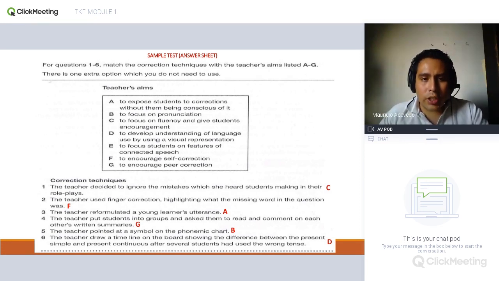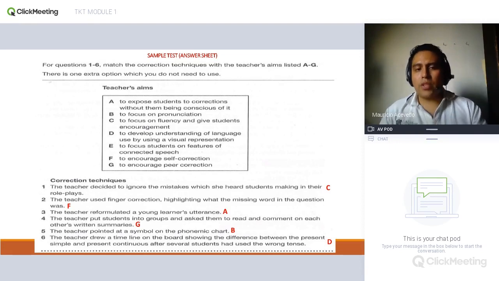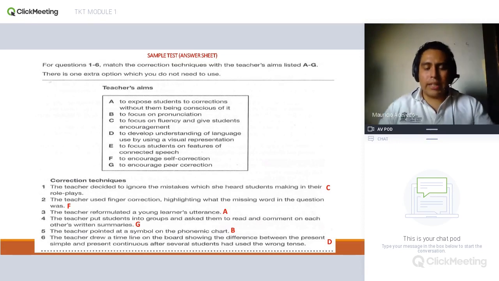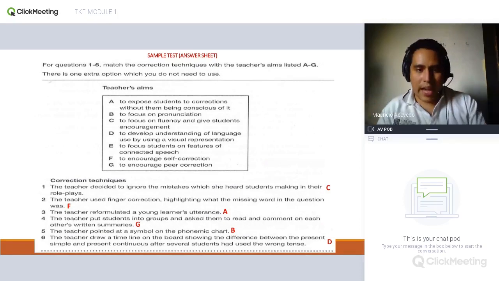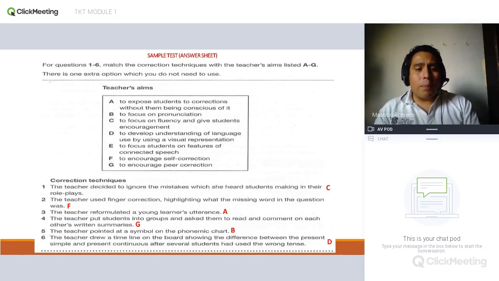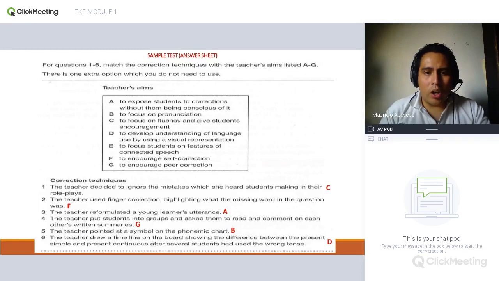The teacher put the students into groups and asked them to rate and comment on each other's written summaries. So to encourage peer correction, remember peer correction has to do with correcting all together. The teacher pointed at a symbol on the phonemic chart. So in this case, it's to focus on pronunciation, and the phonemic chart helps to do so.